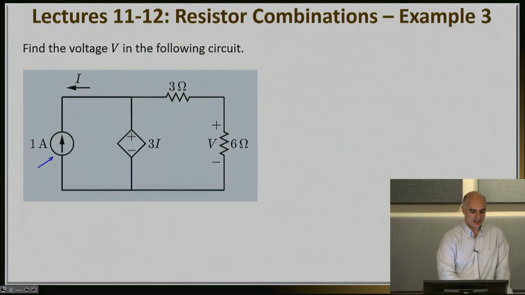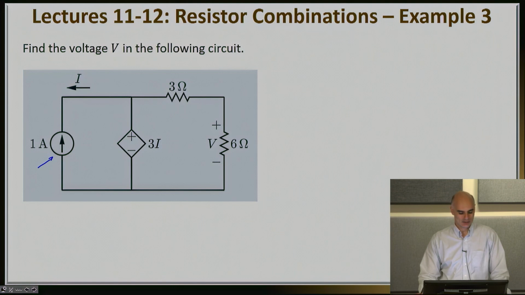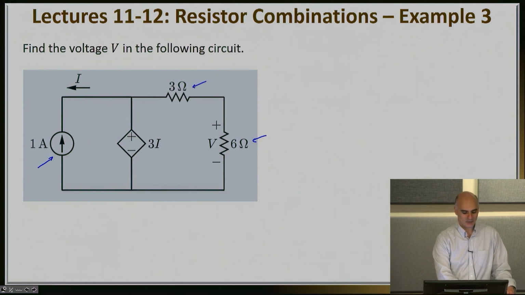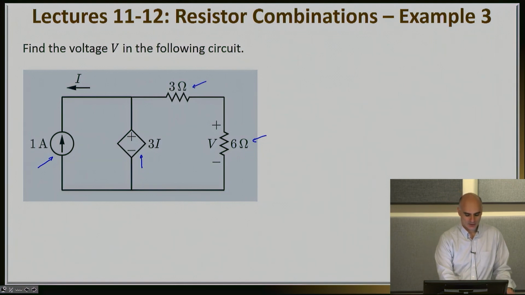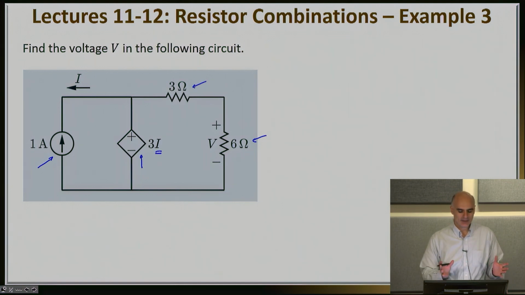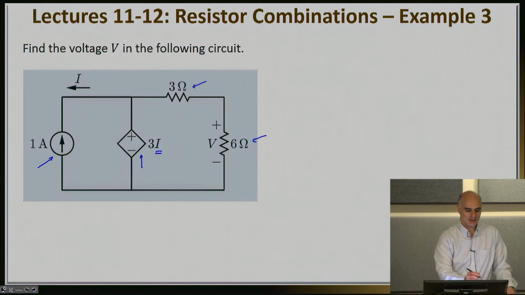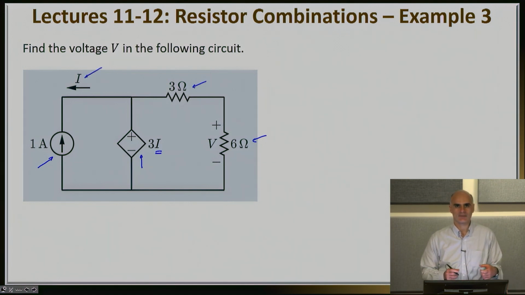We have a 1 amp independent ideal current source that you will see here. We have two resistances, 3 ohms and 6 ohms, that you will see right here. But we also have this, maybe in the beginning it appears confusing, dependent voltage source. If you look at this voltage source, it is actually dependent on a current, which is shown here as I. And if you just scan the circuit to find out exactly where this current is, you will find it right here. So in fact, this is the current that flows inside the 1 amp current source.